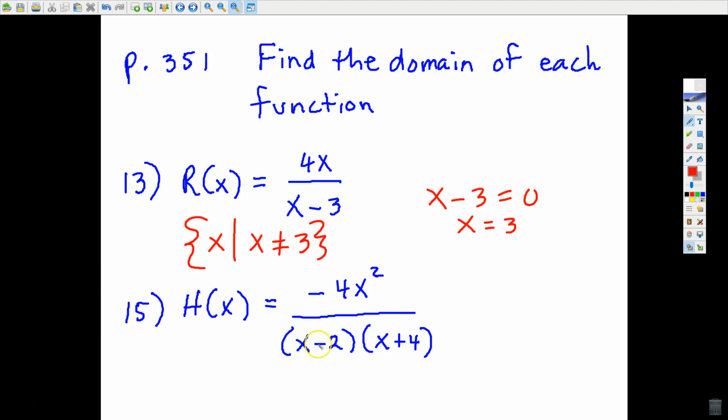All right, number 15, again, it doesn't matter about the numerator. The numerator can be 0, but the denominator cannot be. So it's probably pretty obvious. You probably don't have to set each of these equal to 0 to find out what the domain is. So let's just get right to it. For the next problem, number 15, the domain will be all x such that x cannot be positive 2, and it also cannot be negative 4. Each of those numbers would create 0 in the denominator, so therefore they cannot be part of the domain. They cannot be inputs.